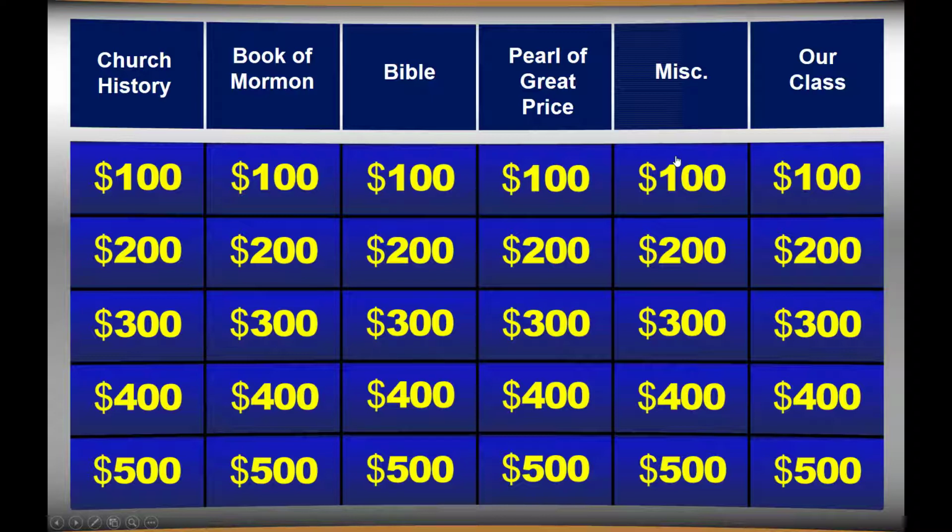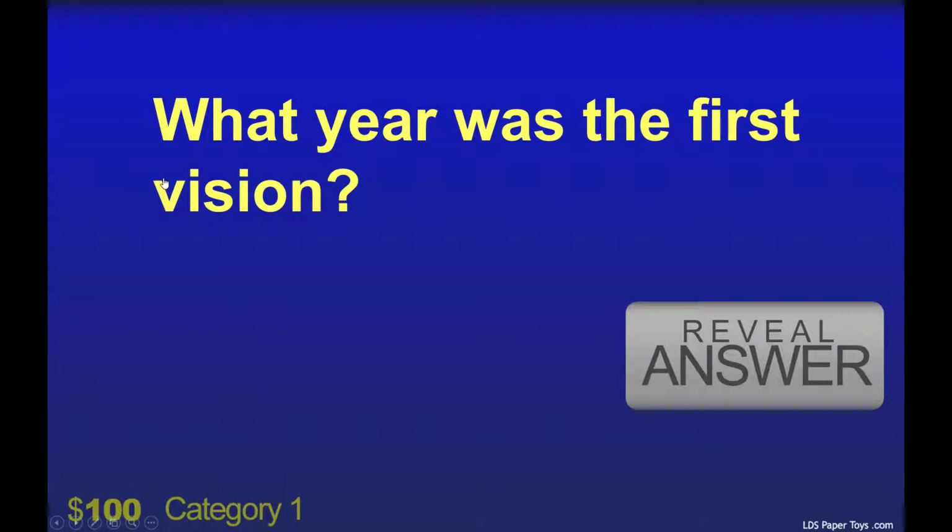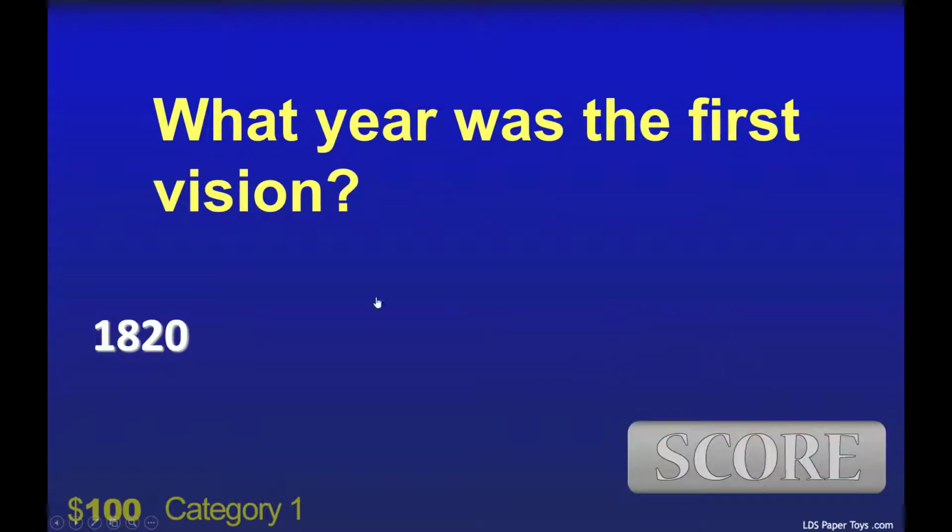Then the game begins. You let one side pick a category. So maybe the first team picks church history for 100. The question comes up: what year was the first vision? Maybe they shout 1820. The girls say, yeah, 1820. They're like, okay, let's see if that's right. Sure enough, they were correct. Well, if they were correct, let's go here to score.